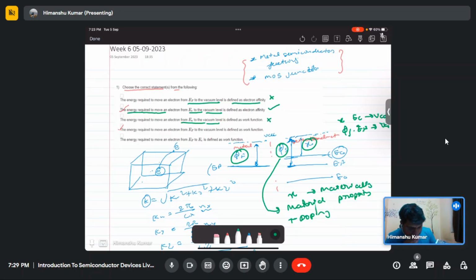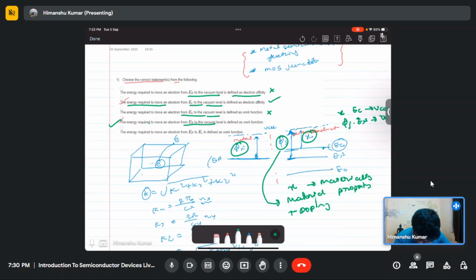Basically, electron affinities are defined for the highest possible level, because this electron is the easiest to knock out. These are defined based on which electron is easier to knock out. The energy required to move an electron from EF to the vacuum level is defined as the work function. Yeah, this is correct. So the correct answer is the second and fourth.